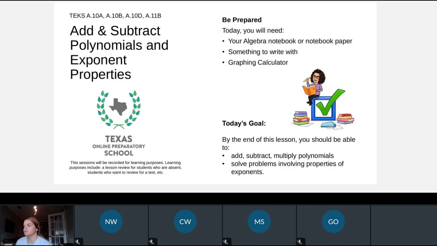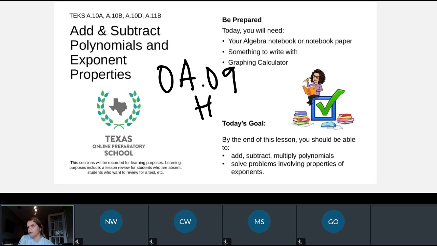Talking about adding and subtracting polynomials. This is going to be kind of a review. It goes with your 0A.09 homework. If you have submitted that homework, I have graded it, and if there were errors, I highlighted the terms that were incorrect. Based on the grading, it looked like most of you got adding polynomials pretty quickly, but we still need some work on subtracting.